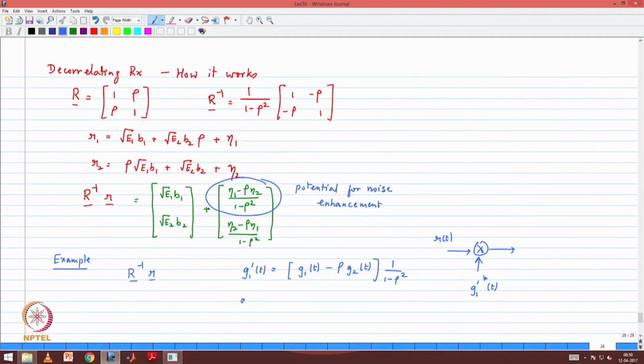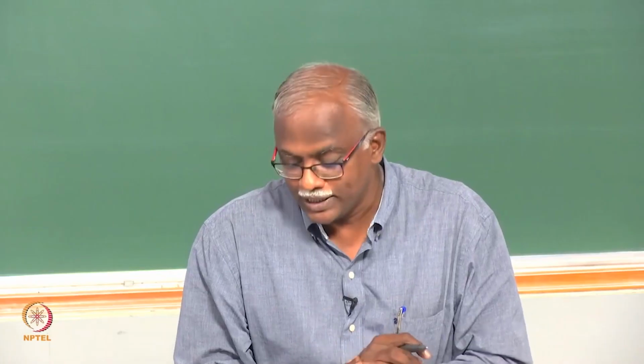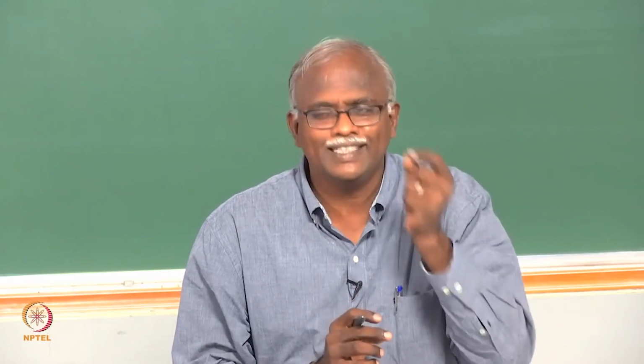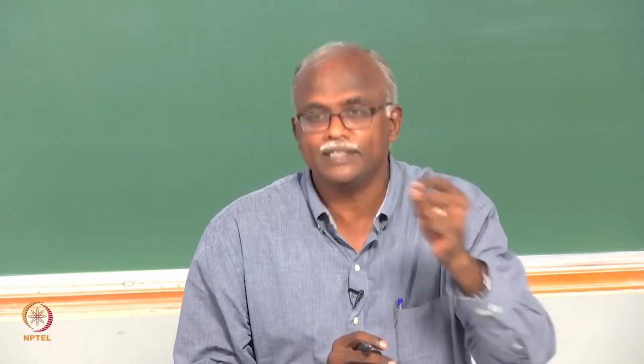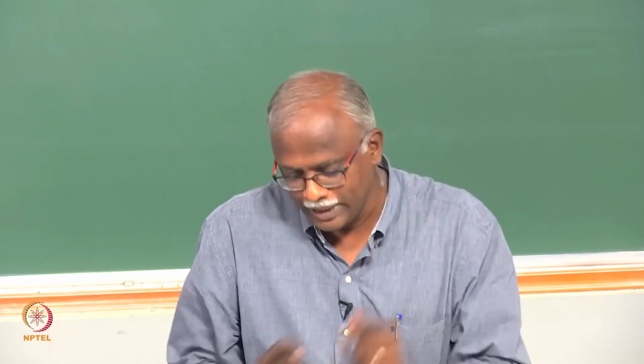Similarly, try for G2 prime star of t, which is given by G2 of t minus rho times G1 of t, into 1 minus rho squared. Please compute what you get. Let us call those outputs R1 prime and R2 prime. So, in tomorrow's lecture you will tell me what R1 prime and R2 prime are, okay, and that will tell us why the decorrelating receiver works, what is the strength of the decorrelating receiver, and what is that underlying principle that makes the decorrelation receiver work so effectively. So, that will be the answer to that question.